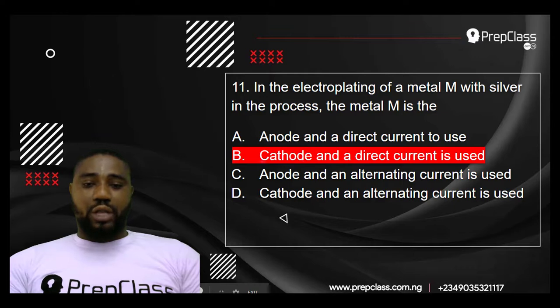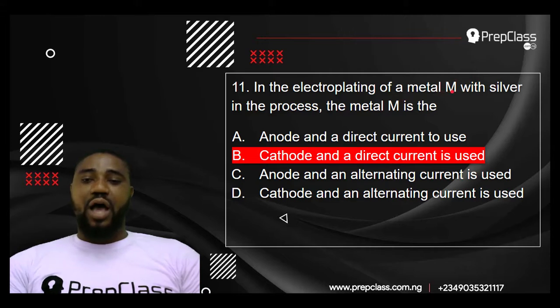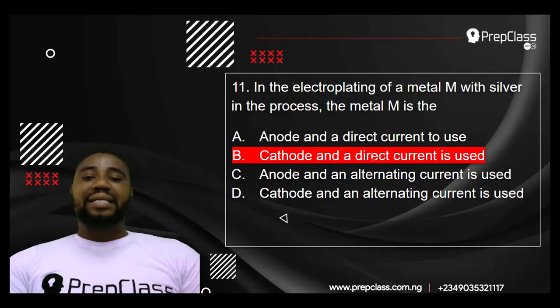So because of that, your correct option is B. Cathode and a direct current is used. So the metal to be coated, which is the metal M, to be coated with silver, will act as the cathode, and a direct current to be used is current from a battery.